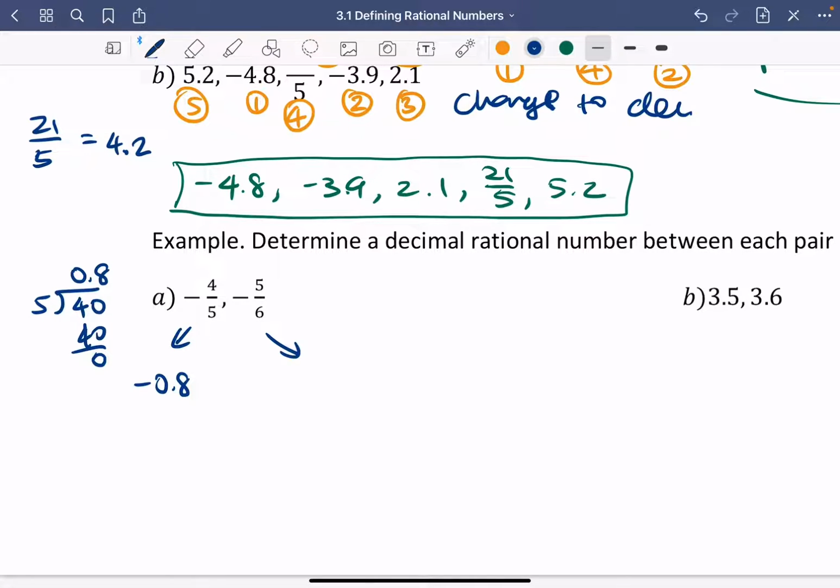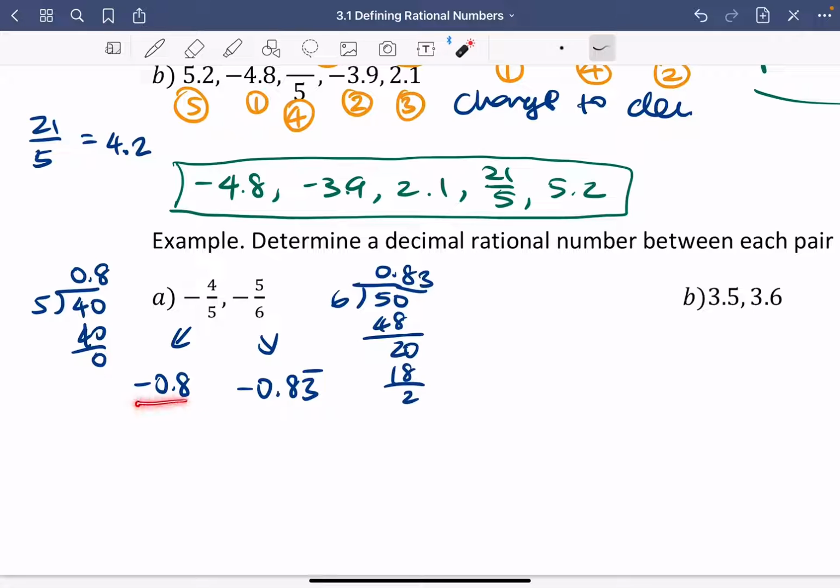And this one, 5 divided by 6, so 0.8, 48, 20, 3, 18, 2, and we'll know that it's repeating, so negative 0.83 repeating. Okay, so I want to find a decimal between these two decimals. How do we do this?